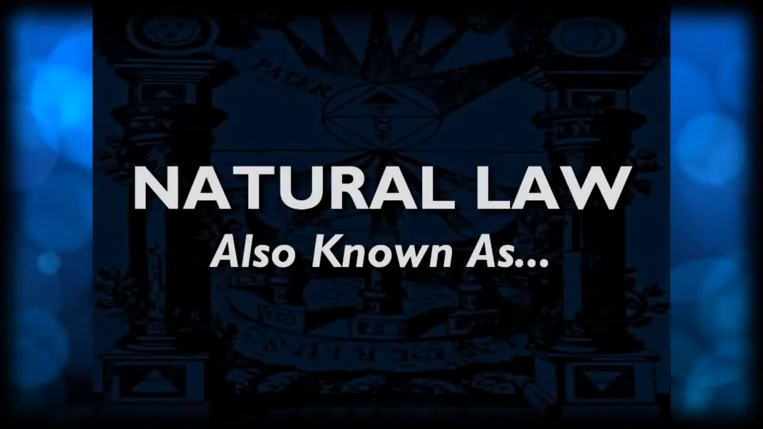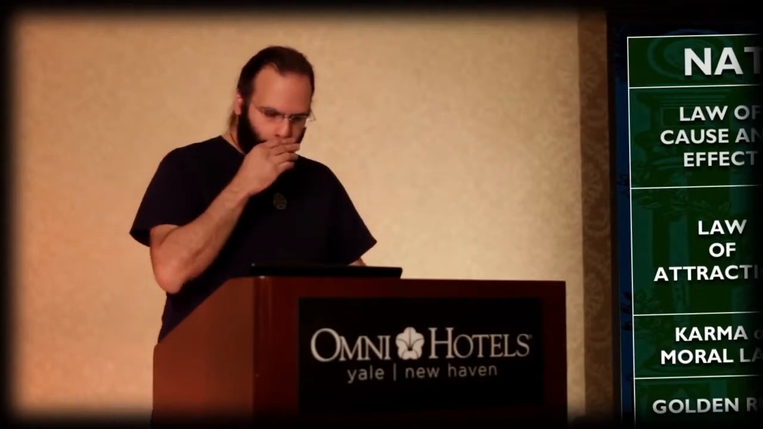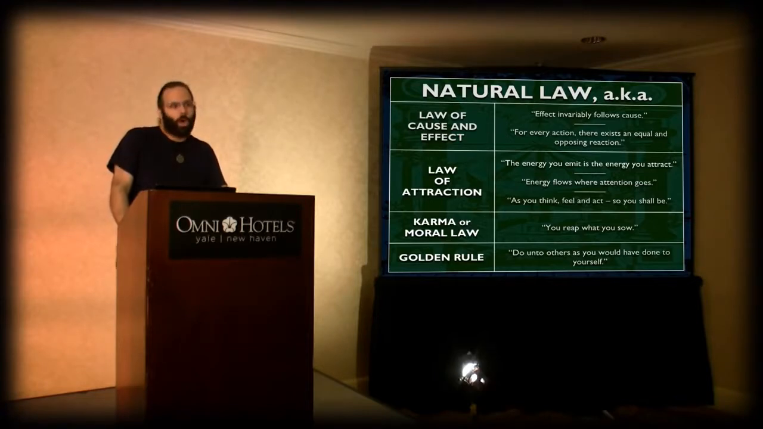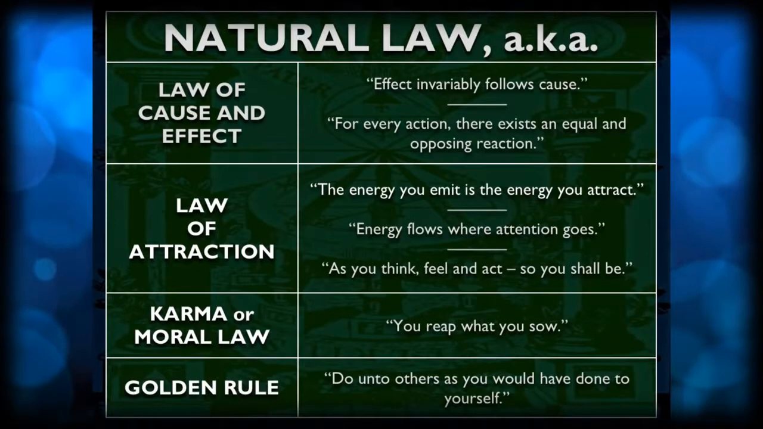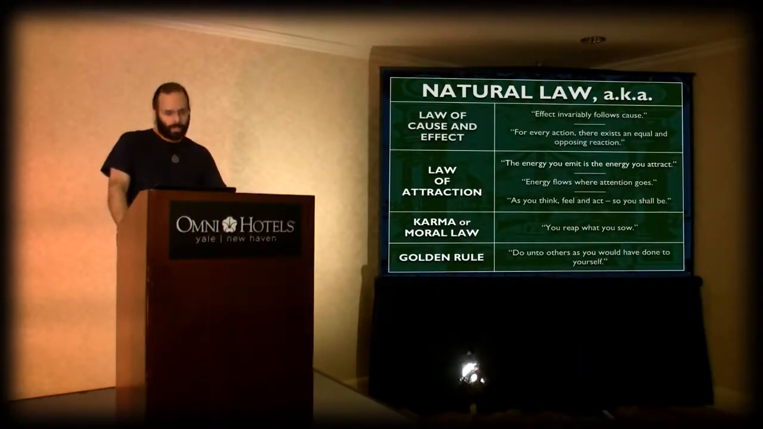So natural law has been called many different things in different traditions throughout the world at different times in history. Let's look at what some people have called it. It's been called the law of cause and effect, or the laws of cause and effect. And there's a scientific connotation to this concept of cause and effect, too. Even scientists will say an effect invariably follows a cause. And they'll also say things like, for every action, there exists an equal and opposing reaction. So there's a consequence when an action is taken.